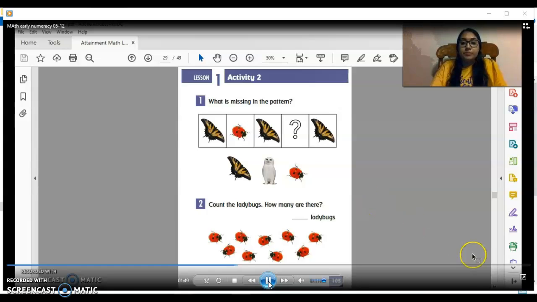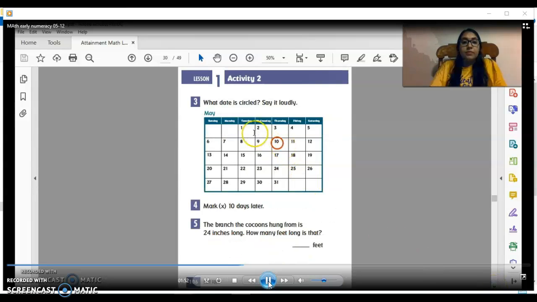Second page. Number 3. What date is circled? Say it loudly. So right here we have a calendar, a May calendar. So we are looking for the circled date. Circled. Say it loudly. I see a circle right here. What date is circled? Say it loudly. So what number is inside the circle? Which one is it? Good job saying number 10.